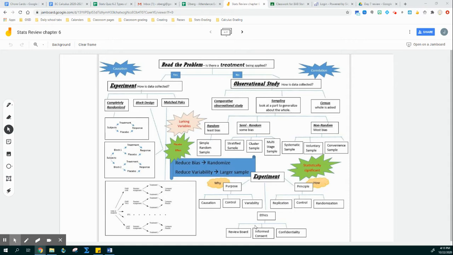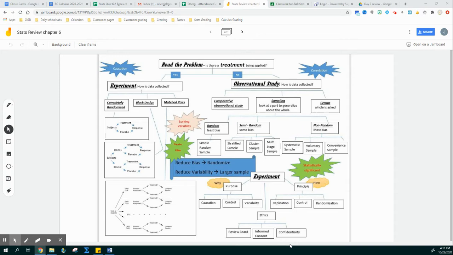Those humans that are being experimented on have to give informed consent. They have to know all of the risk, including the possibility that they might not get the actual treatment. They might get a placebo, and they have to consent. If you're not 18, your parents have to consent for you. And then the last part of ethics is the confidentiality. The data has to be kept confidential.